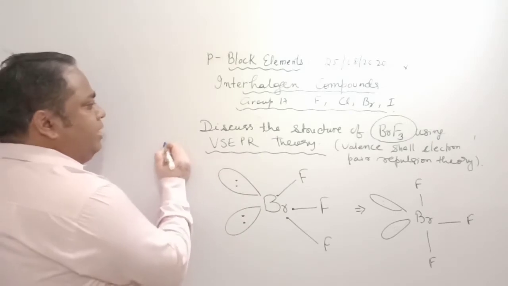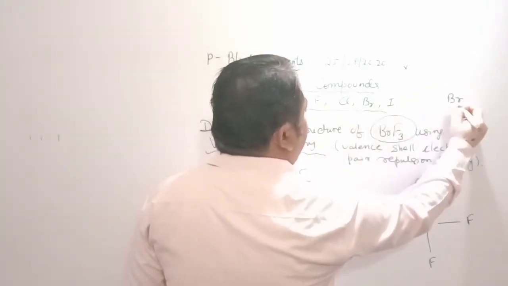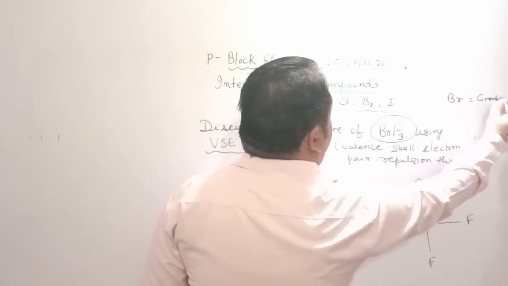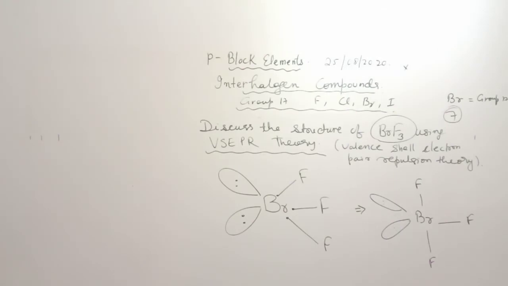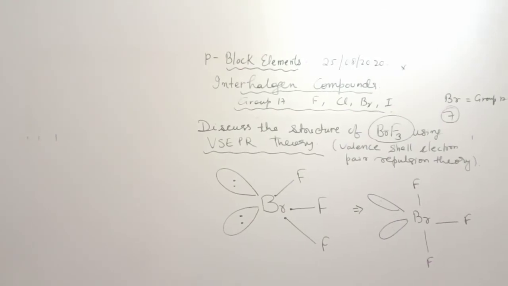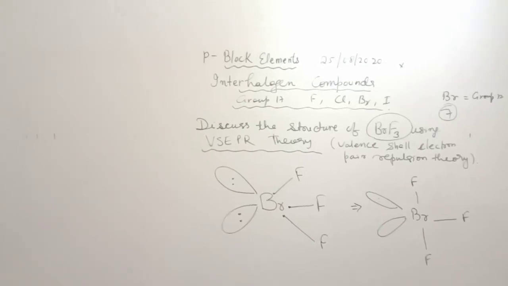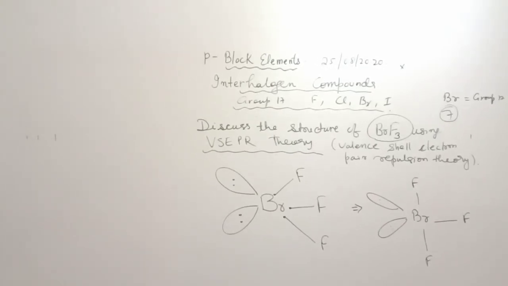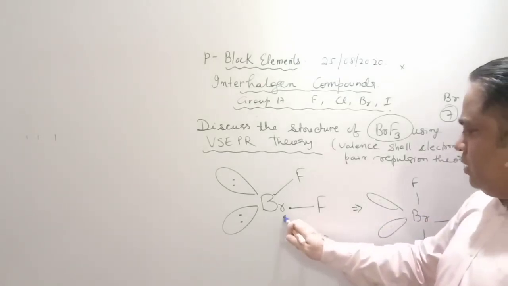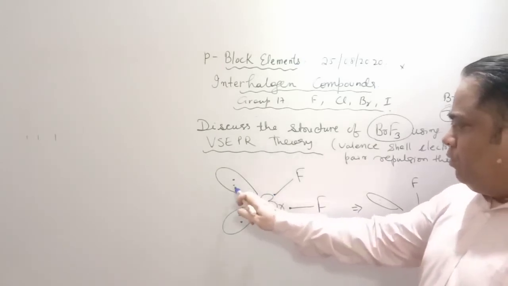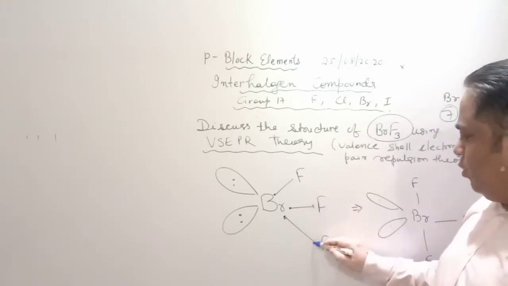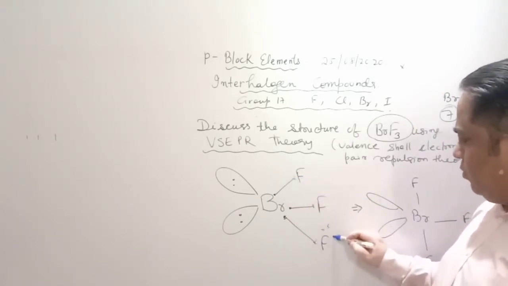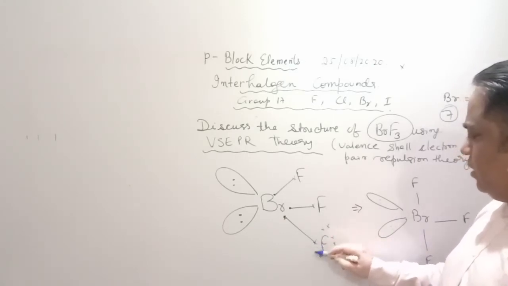See, bromine is a group 17 element. It has 7 electrons in the outermost shell. So these 7 electrons are these: 1 electron, 2 electron, 3 electron, 4, 5, 6 and 7. So 3 bond pairs I have made with fluorine. Fluorine will also have 7 electrons, and with it is forming 8.